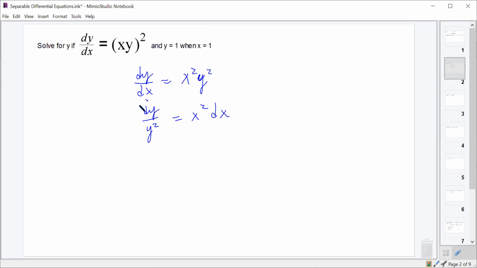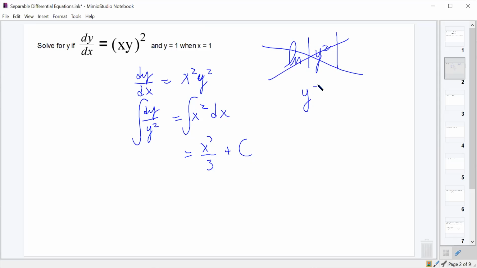So immediately, now that we have our variables separated, we will integrate both sides. And the right-hand side is nice and easy. That's x cubed over 3. And we're going to put our constant over there with the x's. So x cubed over 3 plus c. And over here, the integral of dy over y squared. Well, at this point, I hope you aren't making this mistake, but a lot of people are still. This is not this.